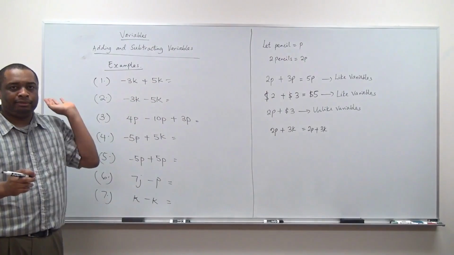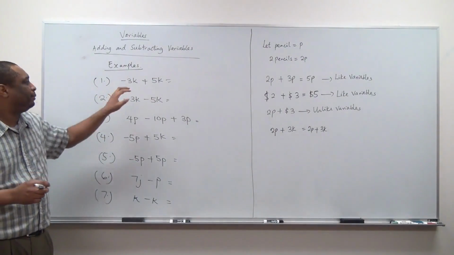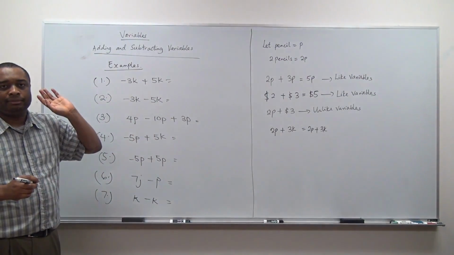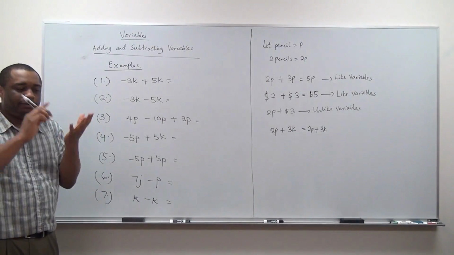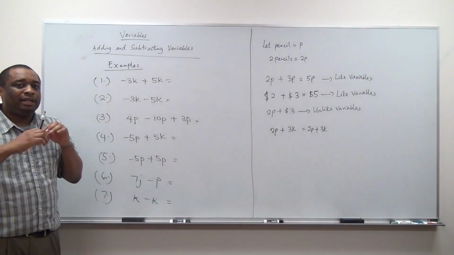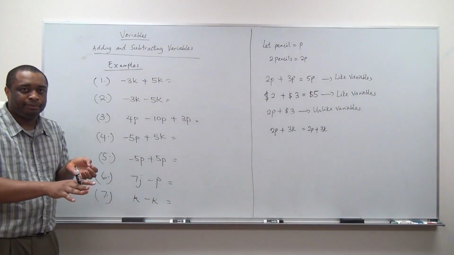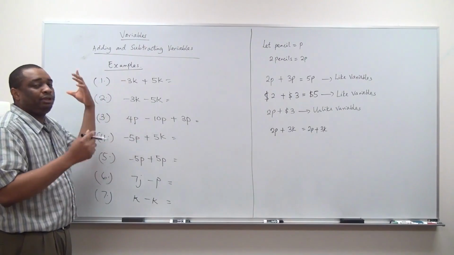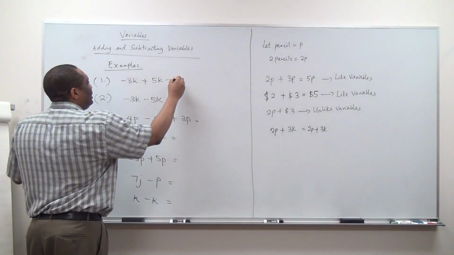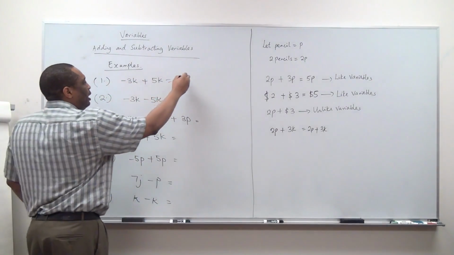Forget about the variable first. What do I mean by forget about the variable? Just say negative 3 plus 5. That is one way to do it. One way to do it is you can forget about the variable and do your operation, and after that you put back the variable. Assuming you say negative 3 plus 5, you owe 3, you have 5, that means it gives you 2. And then when you finish, you put back the variable, and that is 2k.